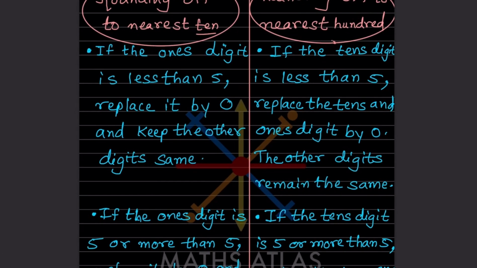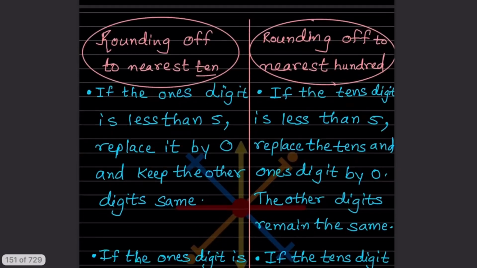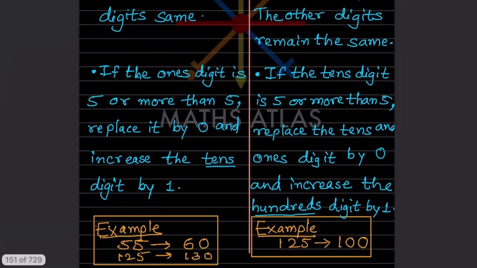If the tens digit is less than 5, replace the tens and ones digit by 0. Other digits remain the same. Same I have shown you over here. Now if the tens digit is 5 or more than 5, then replace the tens and ones digit by 0 and increase the hundreds digit by 1. So now let us see with the example.